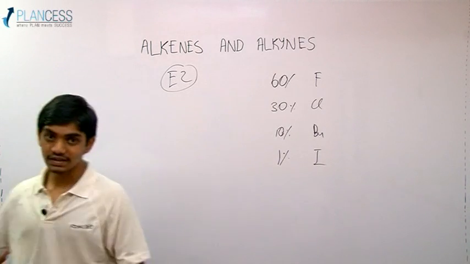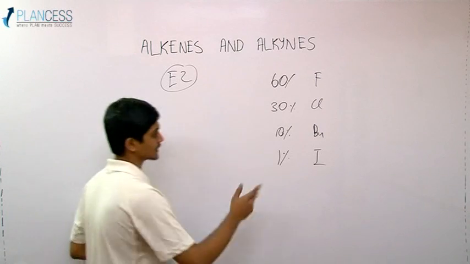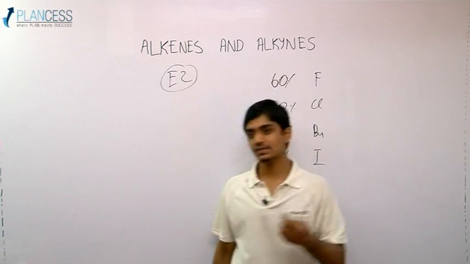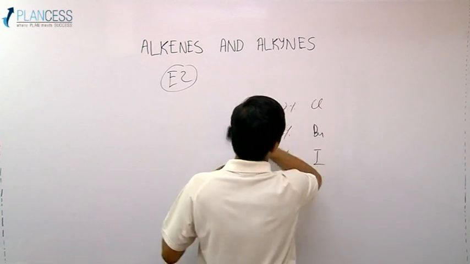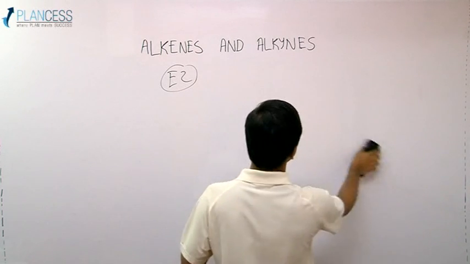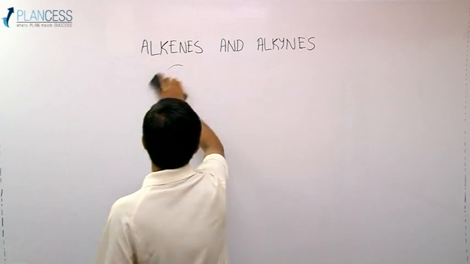So these are the percentages of yields of the product that will be obtained. Now let us see something about the basis, the nature of base, how it affects the elimination reactions.